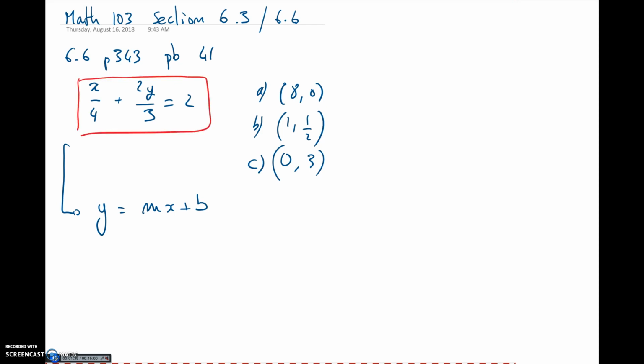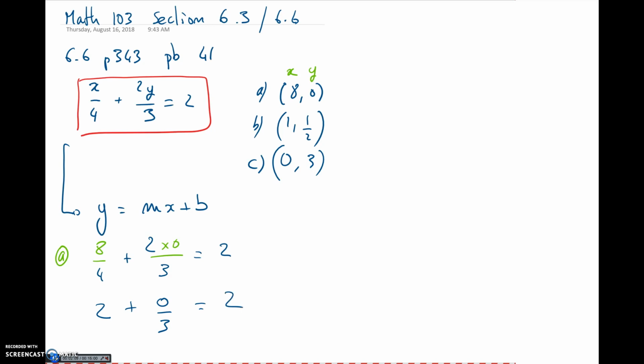From the primary equation, for A, you're going to substitute x and y. So you're going to have 8 over 4 plus 2 times 0 over 3 equal 2. Well, 2 times 0 equals 0, so right there you got 0 over 3. Make sense? And on this side, 8 divided by 4 is 2.